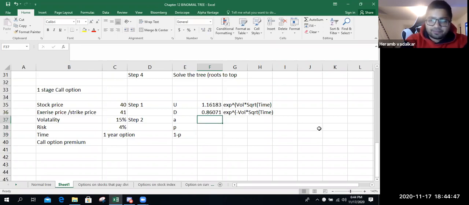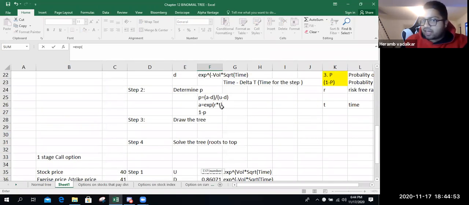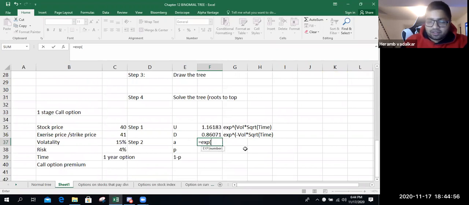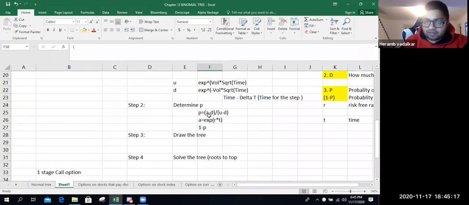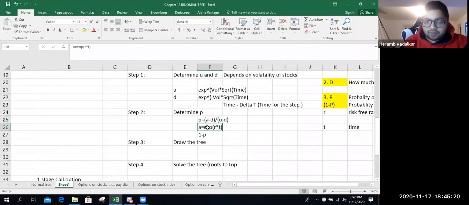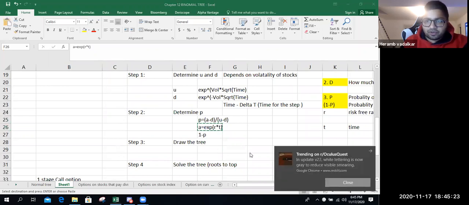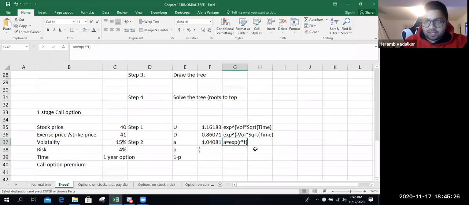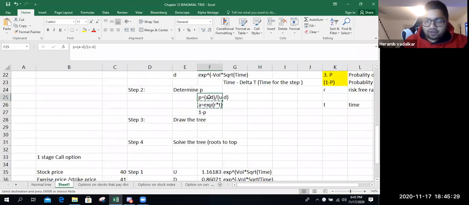Now A is given as exponential R into T. R is the risk-free rate, so the risk-free rate is 4% times T is 1. So it is 1.04. P is given as A minus D. I'll copy the formula so that you can refer to it, because I know those formulas, but it's easier for you to refer. This was the calculation of A. We are doing the calculation of P.